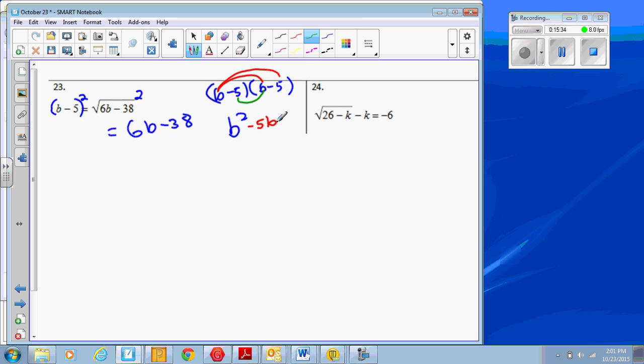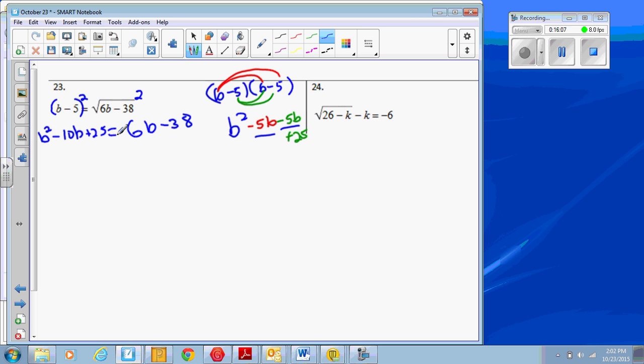Negative 5 times b is minus another 5b. And negative 5 times negative 5 is plus 25. So this entire side of the equation becomes b squared minus 10b plus 25, because 5b and negative 5b is negative 10b. So now I have a quadratic equation with b's all over the place.